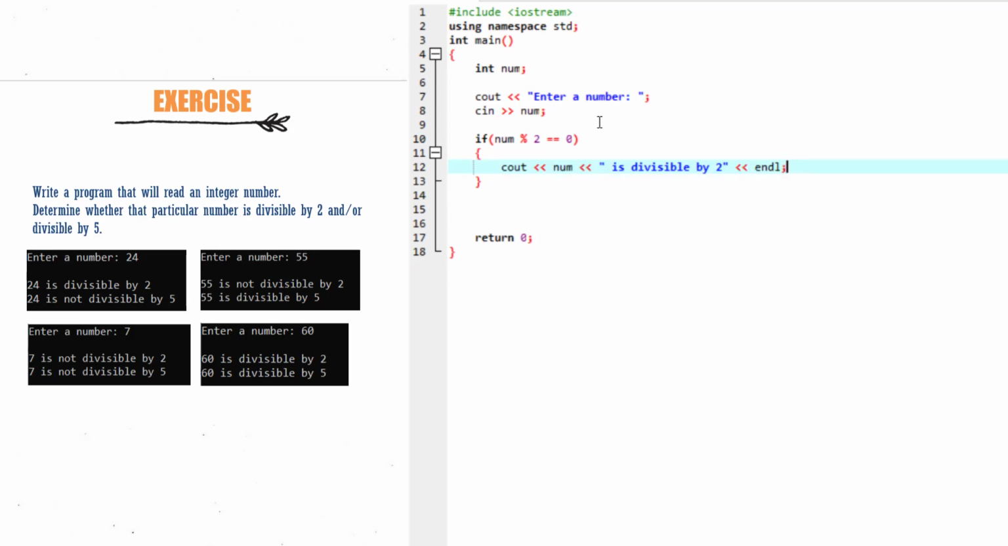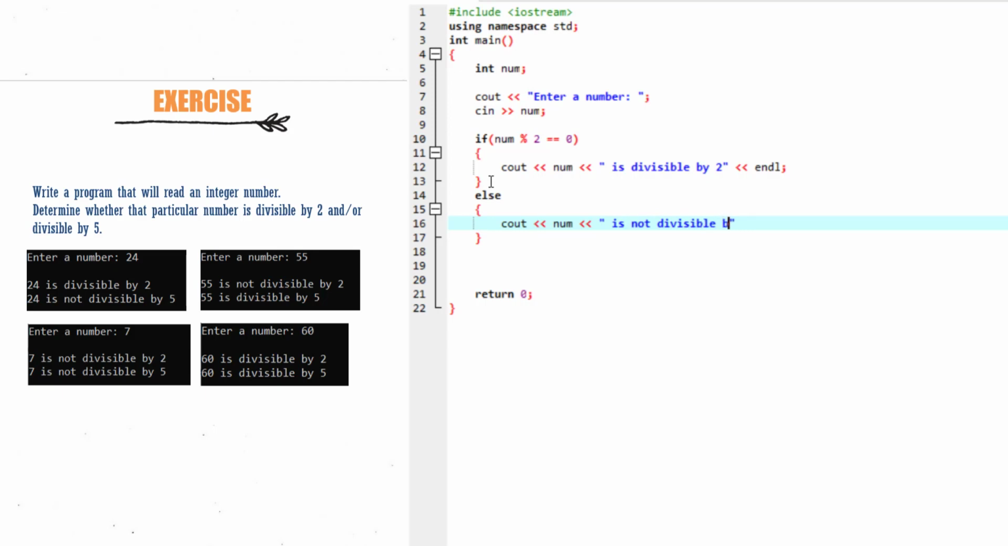Okay, so if the number has remainders, meaning that the number would be not divisible by 2, so we would have else here. Cout num is not divisible by 2.